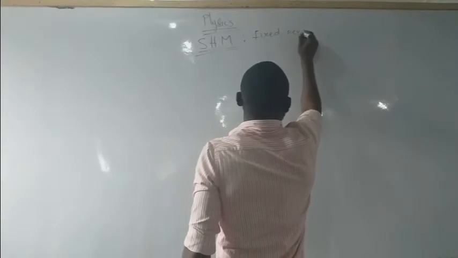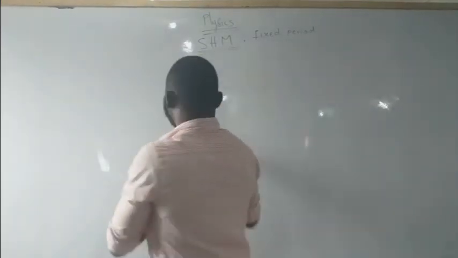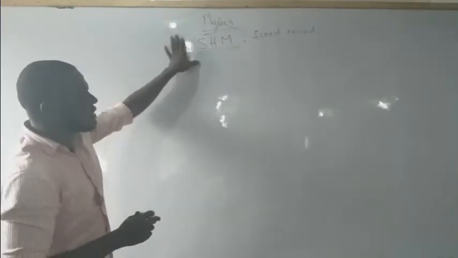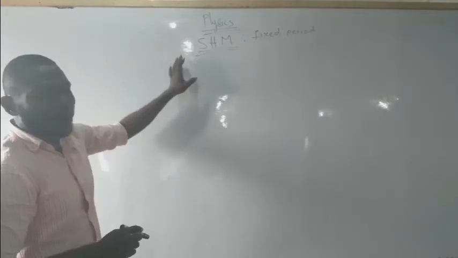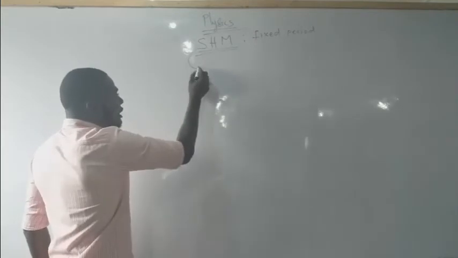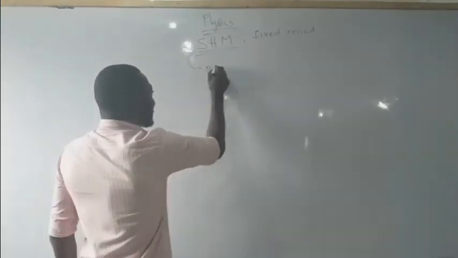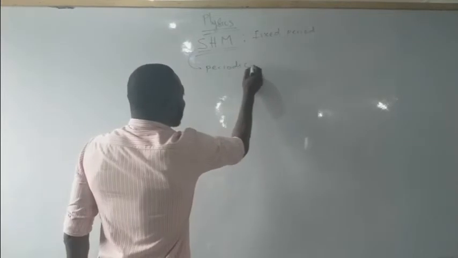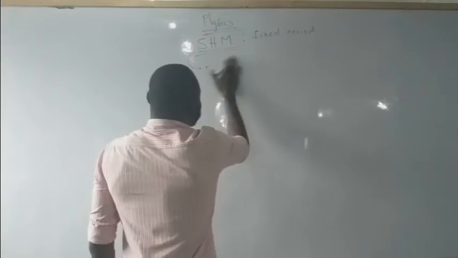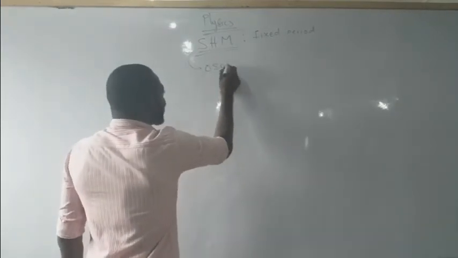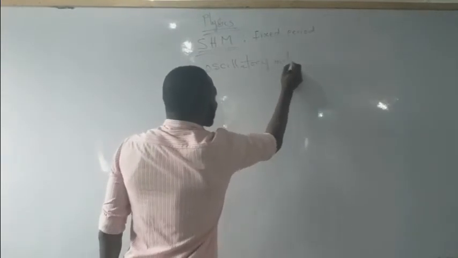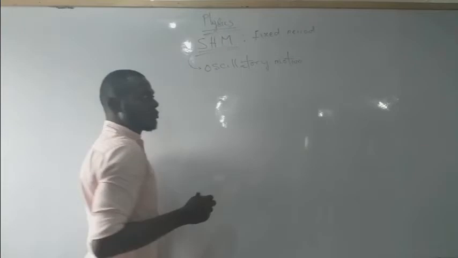Fixed period. This is fixed, okay? And this is still the same thing as periodic motion, okay? So this can be called a periodic motion, or you call it oscillatory motion. This is also known as oscillatory motion.